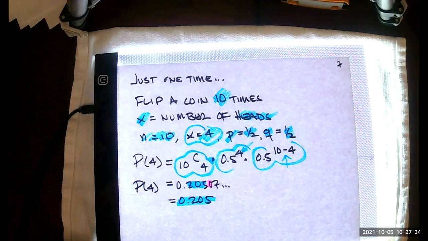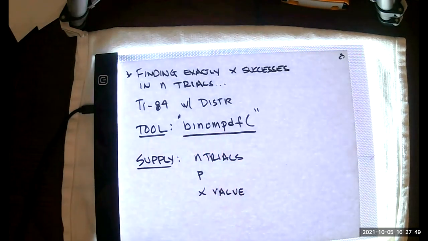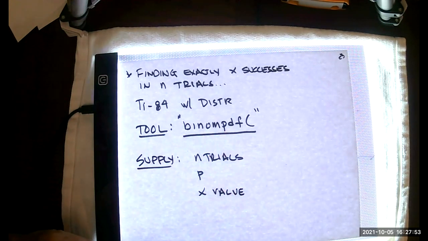Now, as I say, this really is not the best way to do this problem. I'm going to introduce you to a new place on your calculator. I don't believe we've been here before. I might have done it once just off the cuff, but I don't think I've really been here before.